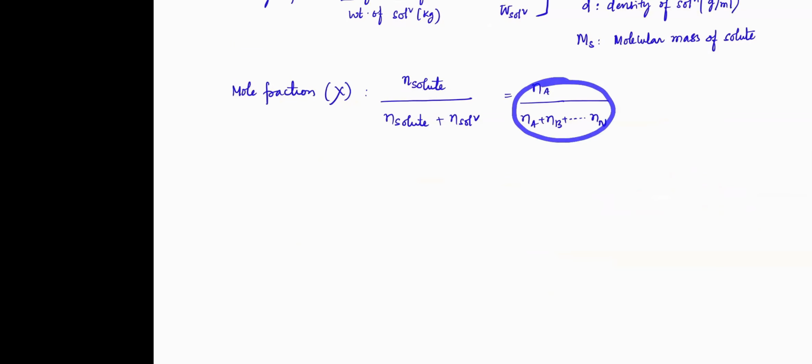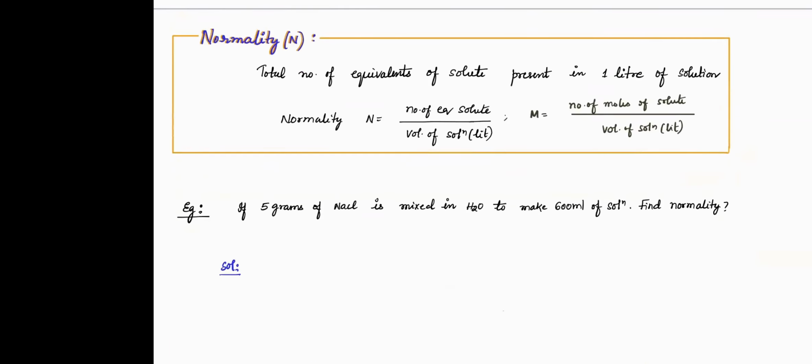So this is the mole fraction which we learned. Now the new term we need to understand is known as normality. Normality is exactly like molarity, except for one change. When we talk about molarity, we talk about number of moles per unit volume, correct? But here it is about number of equivalents per unit volume, or for 1 liter of solution.